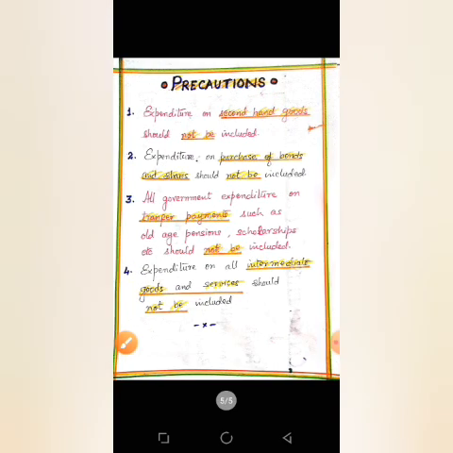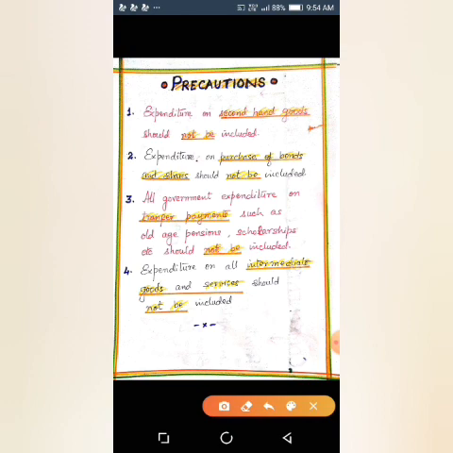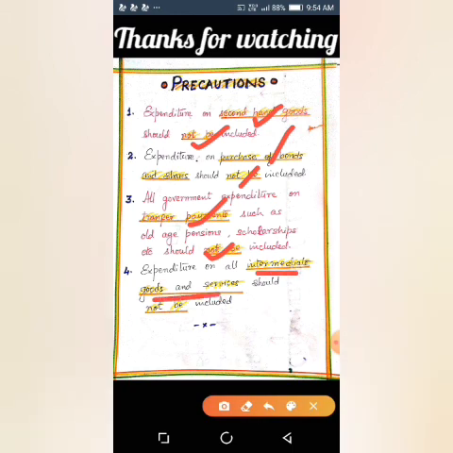Now, the next one. There are many precautions in this method. Number 1, expenditure on second-hand goods should not be included. Expenditure on purchase of bonds and shares should not be included. All government expenditure on transfer payment should not be included. And expenditure on intermediate goods and services should not be included.